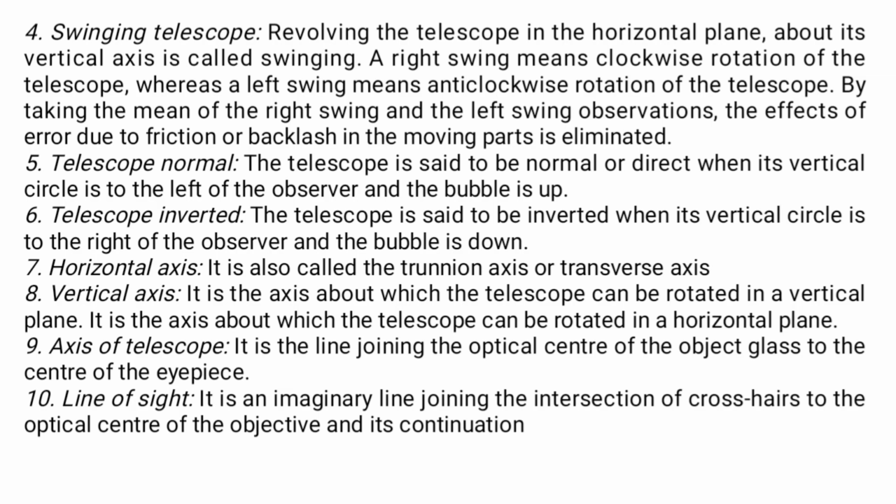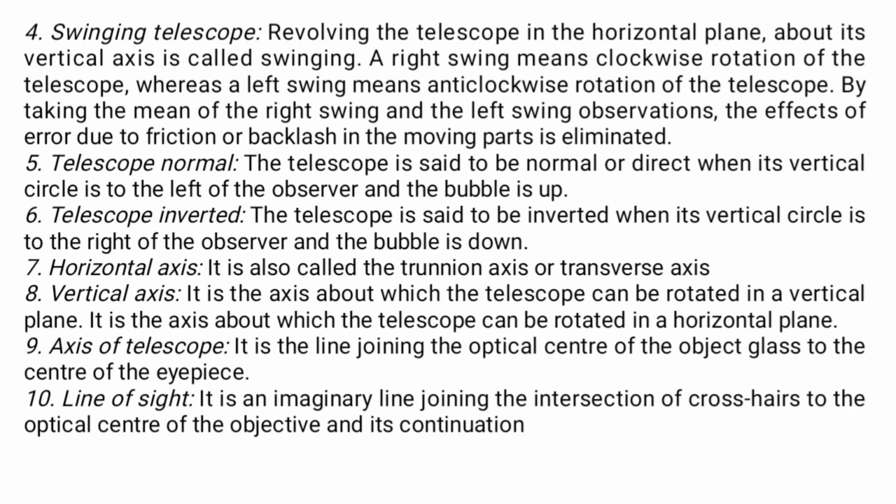Telescope normal. The telescope is said to be normal or direct when its vertical circle is to the left of the observer and the bubble is up. Telescope inverted. The telescope is said to be inverted when its vertical circle is to the right of the observer and the bubble is down. Horizontal axis. It is also called the trunnion axis or transverse axis. It is the axis about which the telescope can rotate in a vertical plane. Vertical axis. It is the axis about which the telescope can be rotated in a horizontal plane.